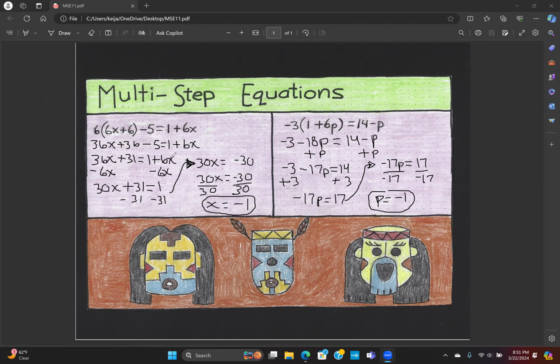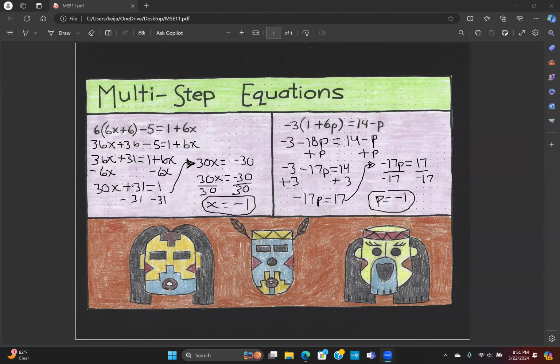And here's where we can combine like terms by getting the x's on one side and the numbers on the other side. And it was best in this situation to subtract 6x from both sides. And we did that. And now we have 30x plus 31 is equal to 1.